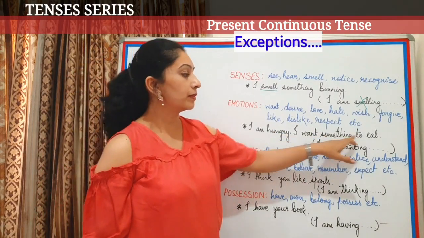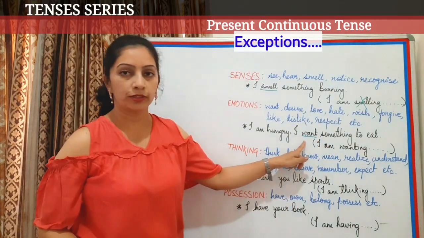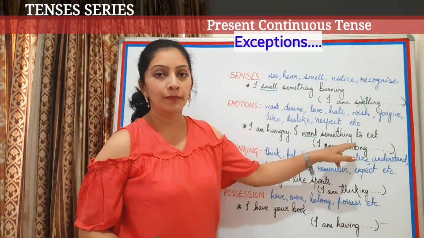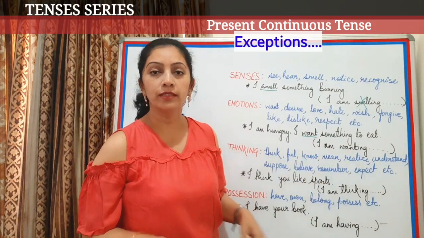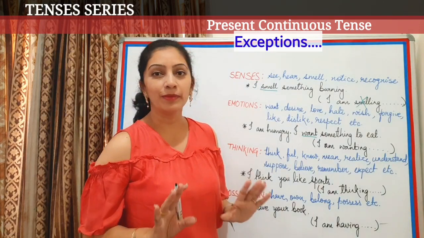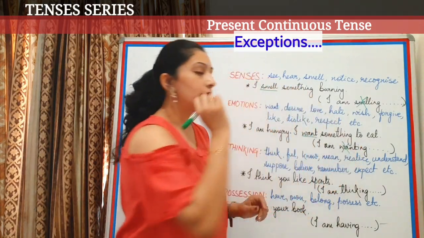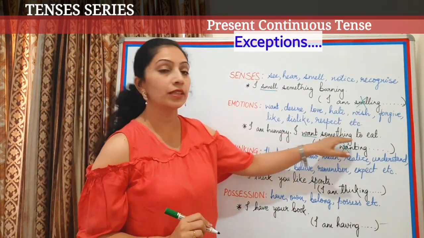I want something to eat. Now if you look at this verb want, I have used this in simple present tense, but if I add ing to it and try to use it in continuous tense, then it will be completely wrong. So I am wanting is a wrong usage. Instead I should say I want something to eat.